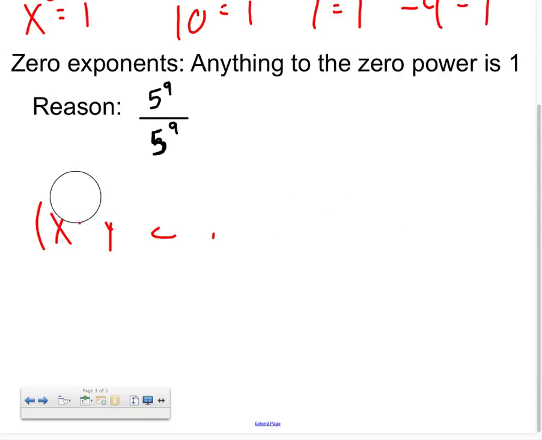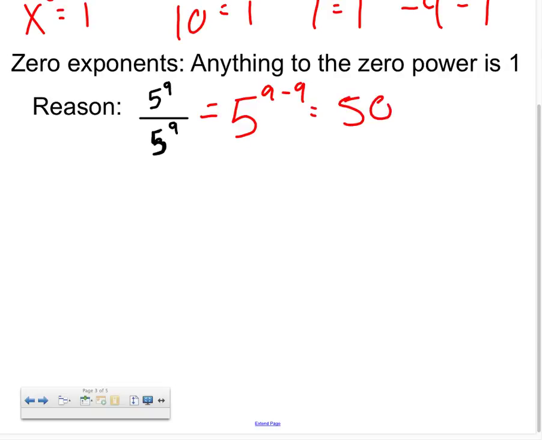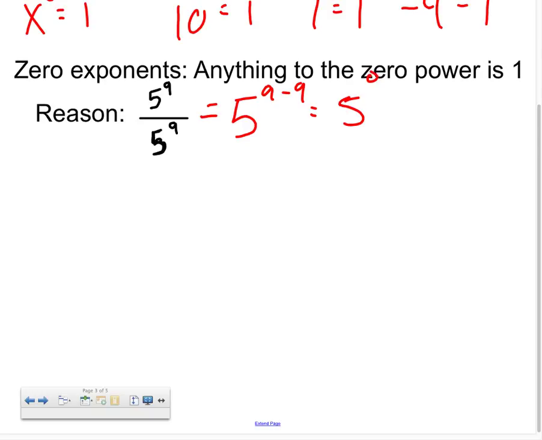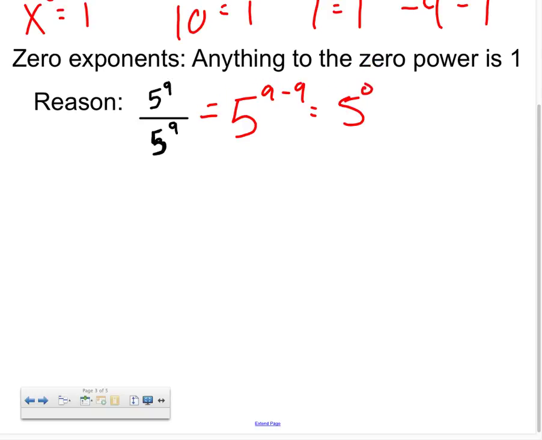Now, why is this the case, though? Why does that happen? Why are we so sure that's always going to be 1? Well, it's kind of an offshoot of a property we did in the other video, the division property. So if I have 5 to the 9th over 5 to the 9th, well, we know what to do here, right? 5 to the 9th over 5 to the 9th means you're going to subtract the exponents, 9 minus 9, and you'll get 5 to the 0. Not 50. You're going to get 5 to the 0, because 9 minus 9 is 0. Okay, that's good. Make that 0 down here a little bit more clear.